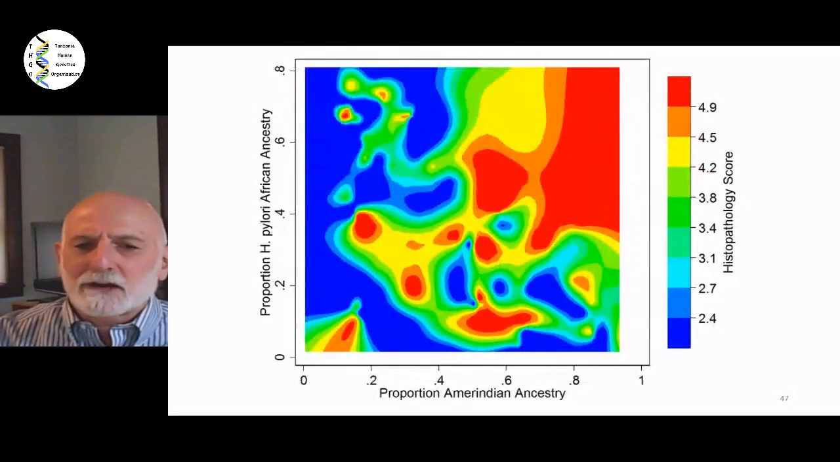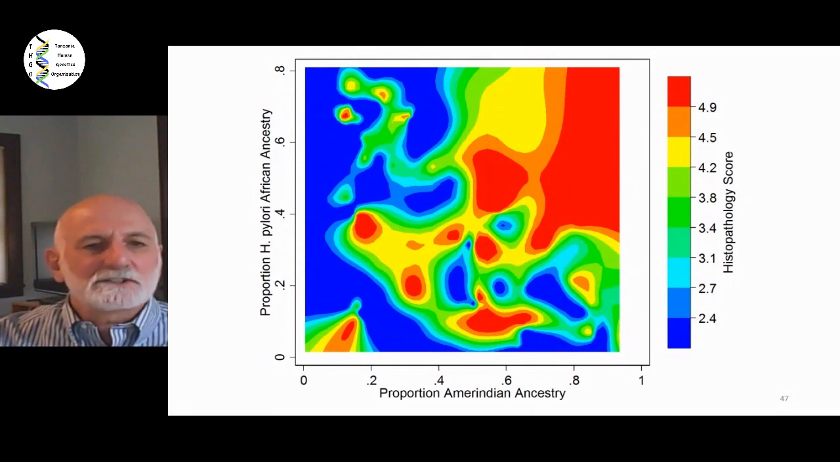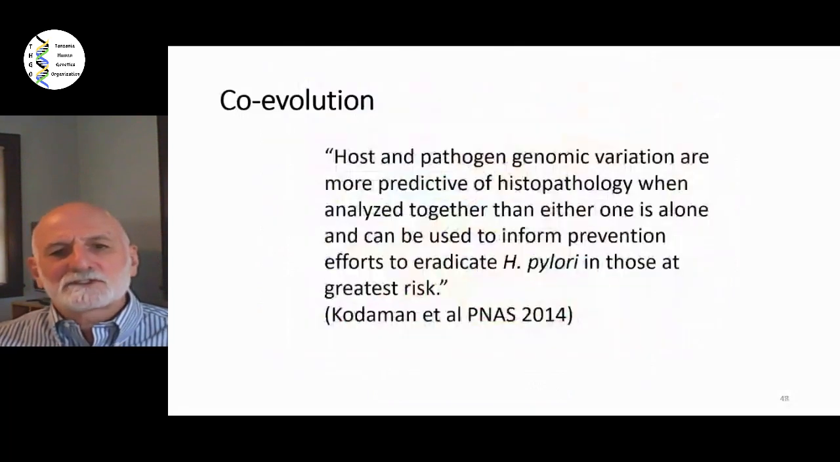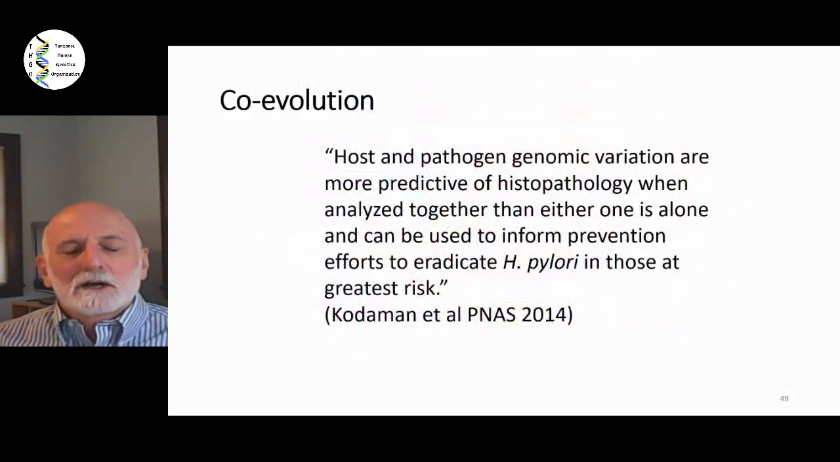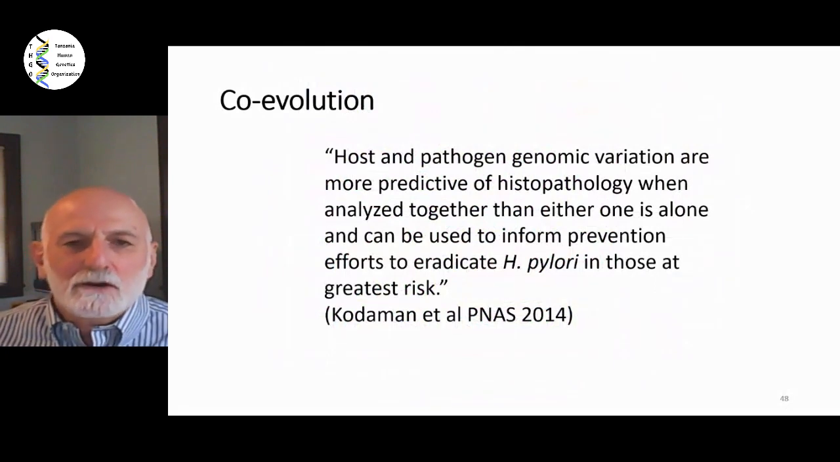And you can see this on our heat map, with the exception of this little blip on the bottom left. This is the proportion of Amerindian ancestry for the humans, and the proportion of African ancestry for the H. pylori. As you go up the diagonal, you get a worse histopathology score. So this is a representation of the significant interaction term. What we concluded in that paper was that host and pathogen variation are more predictive when analyzed together than either one alone. In fact, we capture a much better picture of what the disease severity is being driven by.